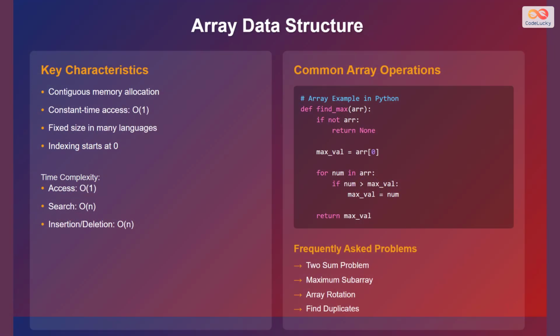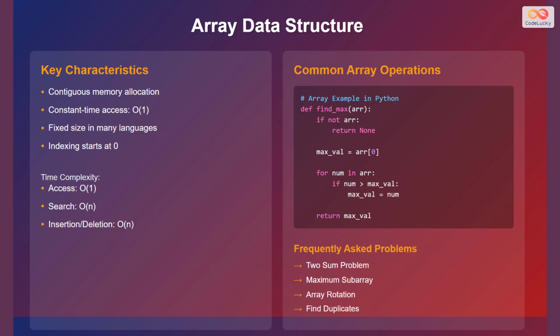Let's delve into the array data structure. Arrays are fundamental in computer science and are widely used. First key characteristic of arrays is contiguous memory allocation, meaning elements are stored next to each other in memory. Second, arrays provide constant time access, denoted as big O of 1, which allows for quick retrieval of elements using their index. In many languages, arrays have a fixed size, which means you need to specify the number of elements it can hold in advance.